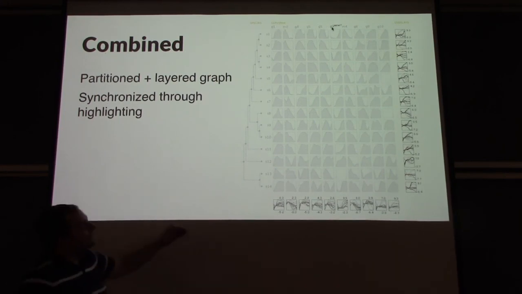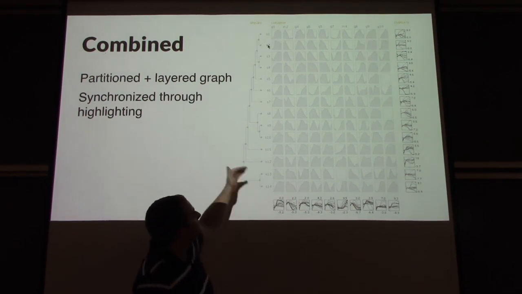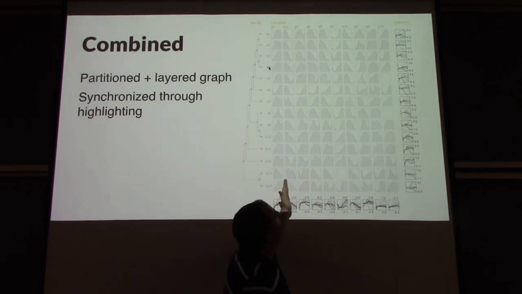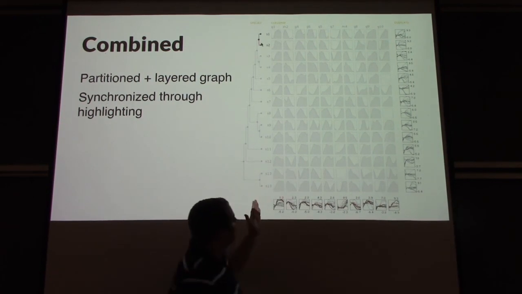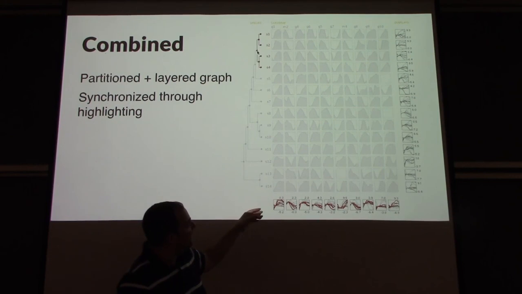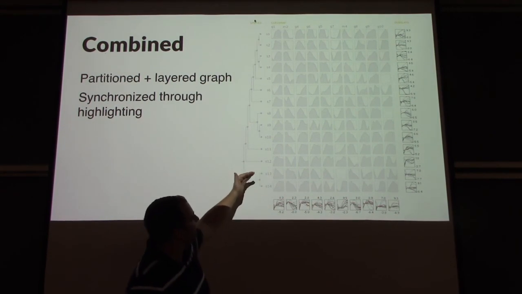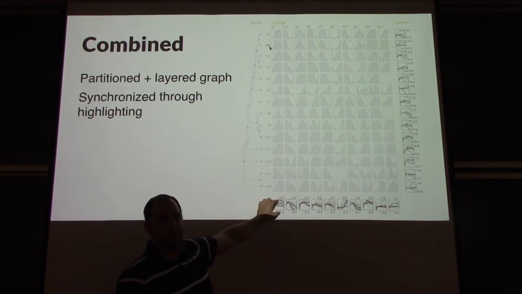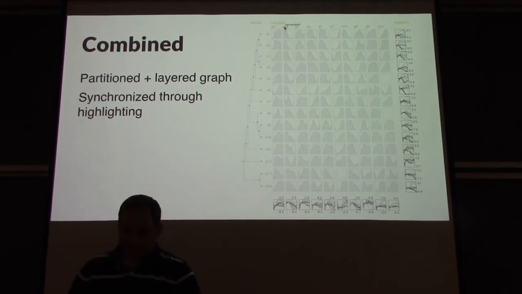Here is a combined approach where we have partitioned and layered graphs. So here, this is gene expression data over time across different species, across different, I forgot what that was exactly. But anyways, it's faceted in two ways. And what we see is here it's split up, so we can see each individually, but down here we have layered charts. So we have both, in this case, partitioned and a layered graph.